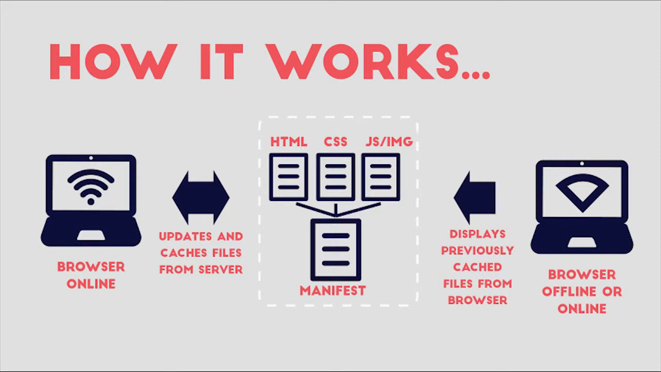So how does an application cache work? When the browser visits a page that is linked to a manifest file and there is no document that has been previously cached, the browser will automatically begin to load all the files listed in the manifest. If you visit that site again online, the browser will check to see if any of the documents in the file have been changed and then update those documents in the browser. Whether online or offline, the browser will automatically display the previously cached documents.